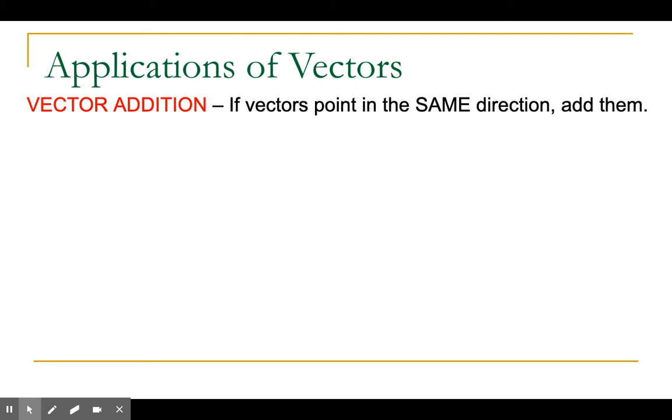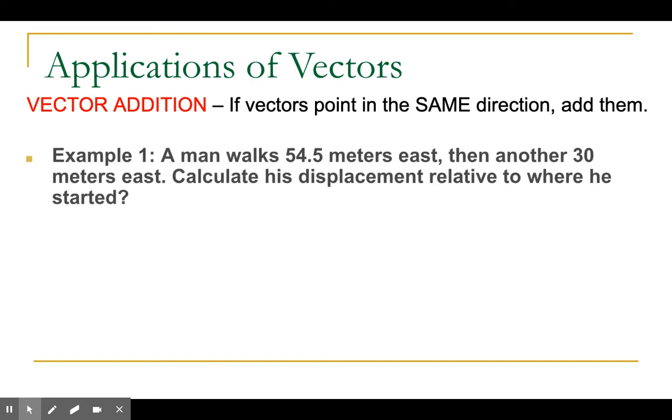Vector addition is simple if the vectors are pointing in the same direction. If vectors point in the same direction, we add the vectors from tail to tip. Let's take a look at an example of what that means. Example 1: a man walks 54.5 meters east, then another 30 meters east. Calculate his displacement relative to where he started.